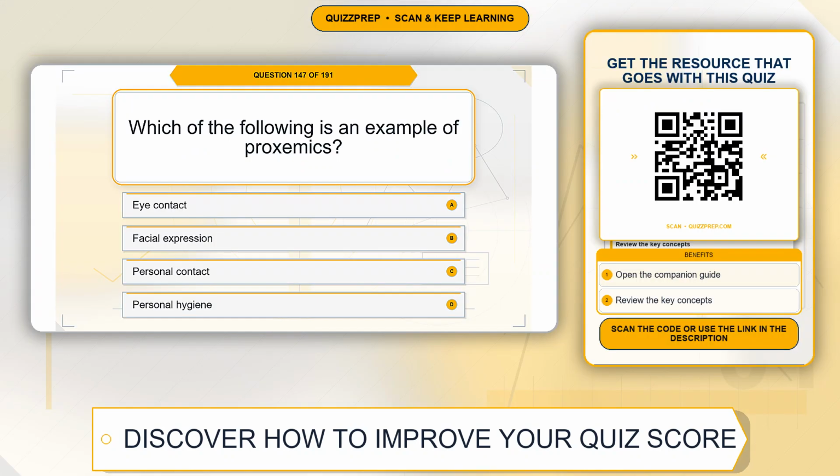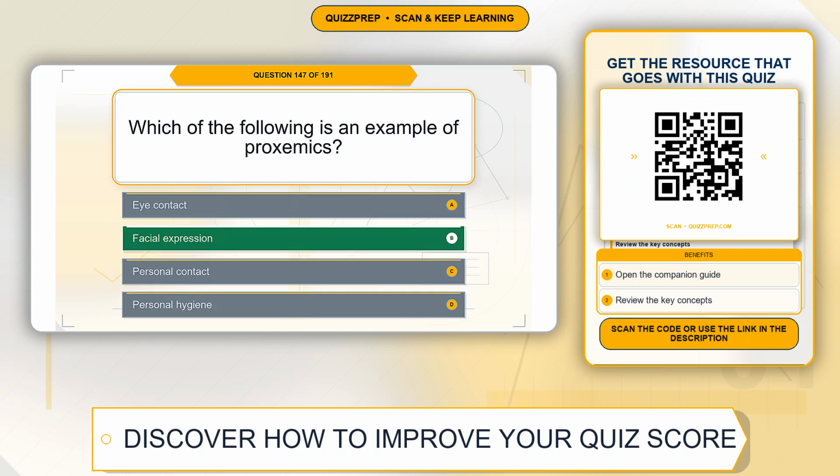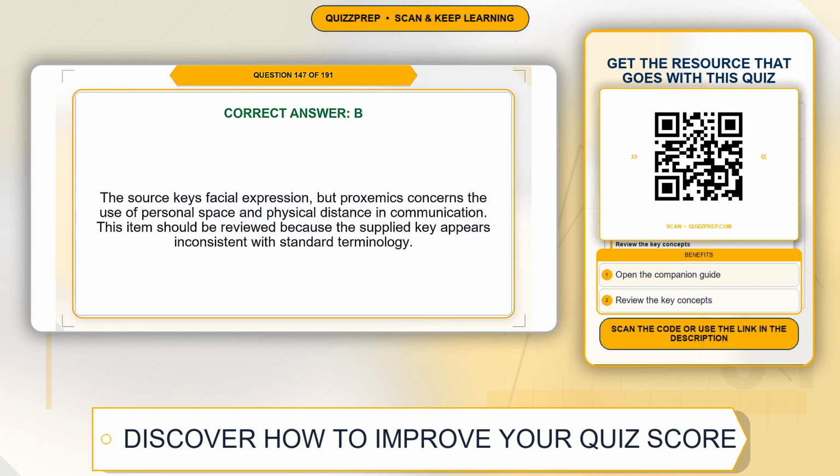Question 147. Which of the following is an example of proxemics? Option A, eye contact. Option B, facial expression. Option C, personal contact. Option D, personal hygiene. The correct answer is option B, facial expression. Explanation: the source keys facial expression, but proxemics concerns the use of personal space and physical distance in communication.